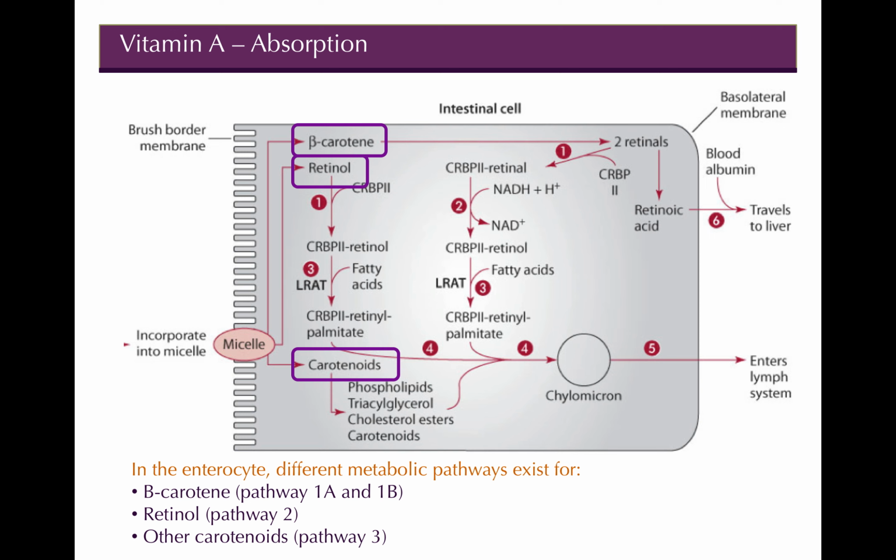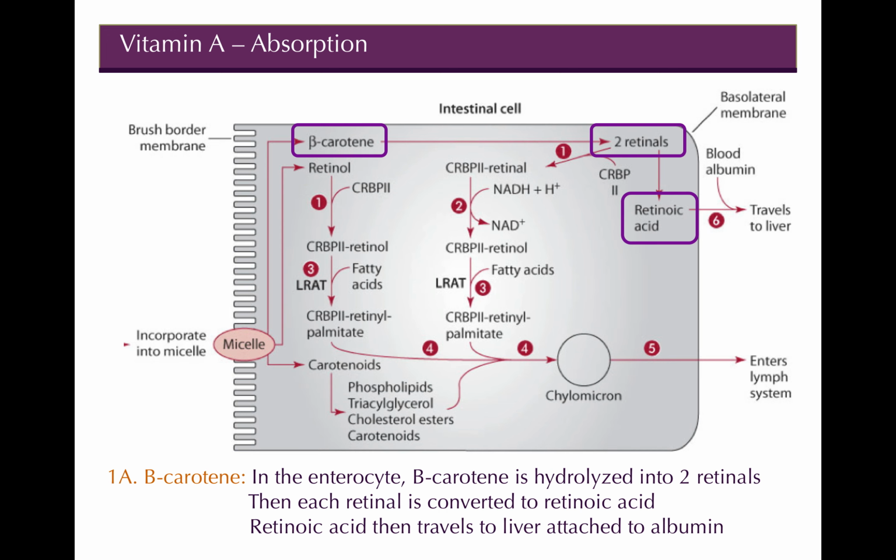So we're going to go over 4 different pathways. Beta carotene is absorbed by 2 different pathways. I'm going to show you that, 1A and 1B. Retinol has its own pathway, and then the other carotenoids, so everything else other than beta carotene, like lutein, zeaxanthin, that type of thing, they have their own pathway as well.